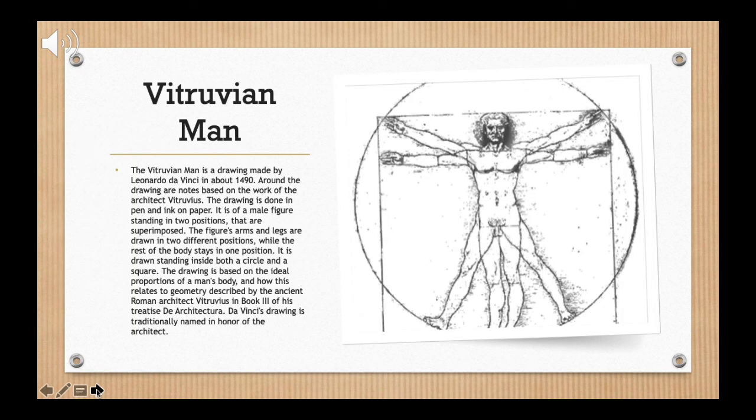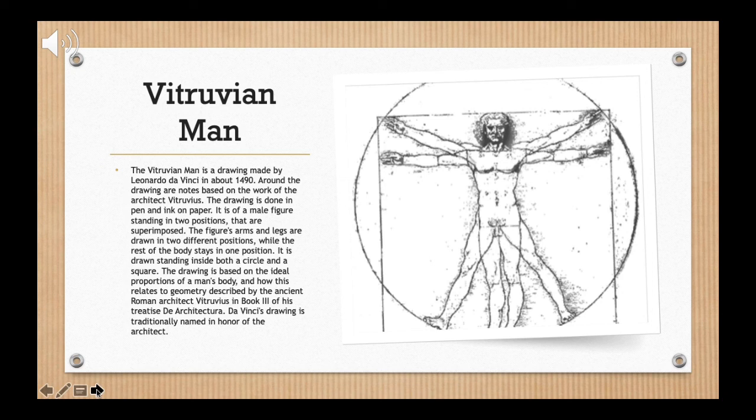The Vitruvian Man. The Vitruvian Man is a drawing made by Leonardo da Vinci in about 1490. Around the drawing are notes based on the work of the architect Vitruvius. The drawing is done in pen and ink on paper. It is of a male figure standing in two positions that are superimposed. The figure's arms and legs are drawn in two different positions, while the rest of the body stays in one position. It is drawn standing inside both a circle and a square.